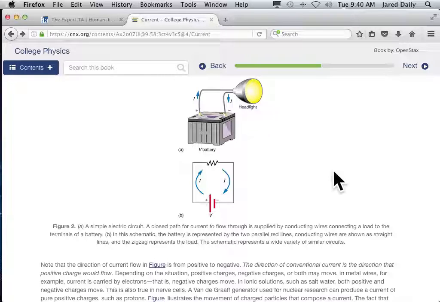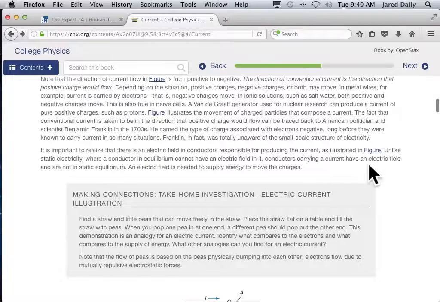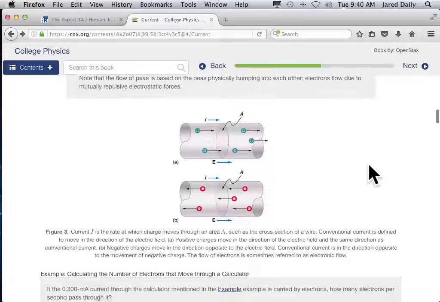Benjamin Franklin. What a dork. He couldn't have possibly known. Back then, the things that he did were quite brilliant, considering what he had to work with. This is kind of what it looks like in a conductor.